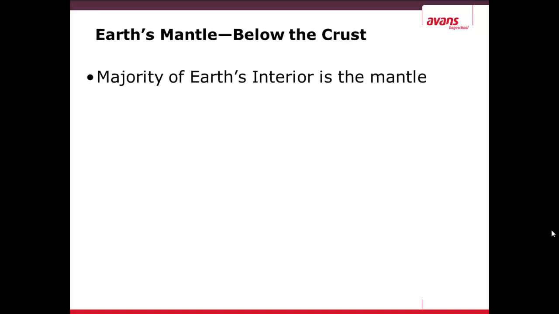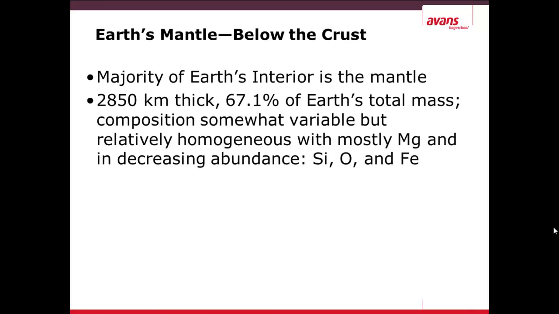The mantle, which is in between the core and the crust on which we are walking, is the majority of Earth's interior. It is 2,850 kilometers thick. That's roughly 2/3, or 67.1%, of Earth's total mass. The composition is variable, but mostly homogeneous, with mostly magnesium, and decreasing abundance of what was so abundant in the core: silicon, oxygen, and iron.